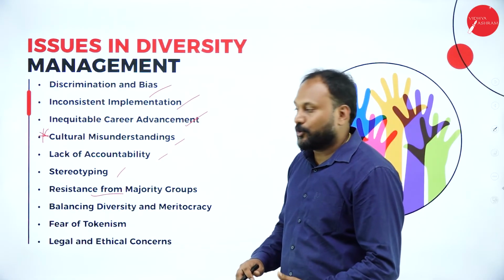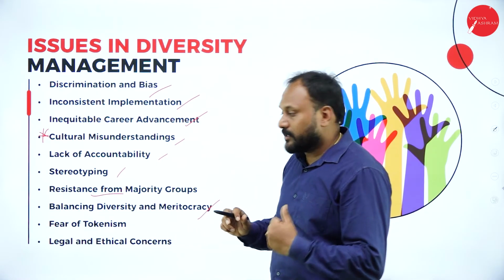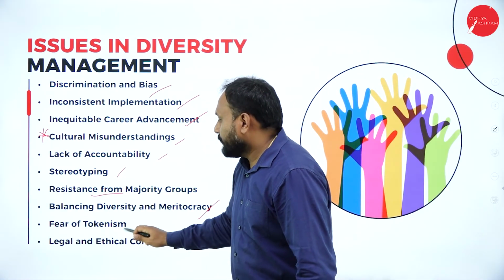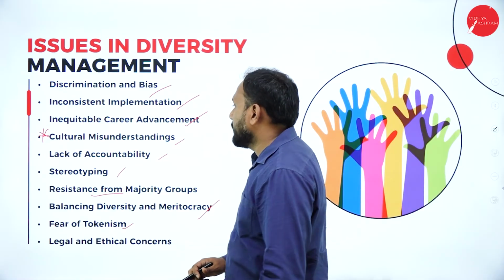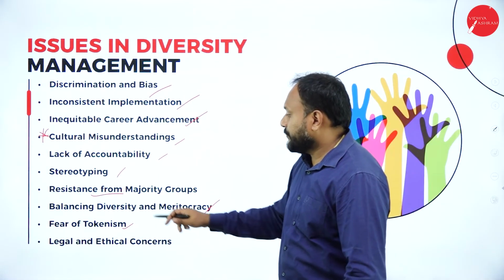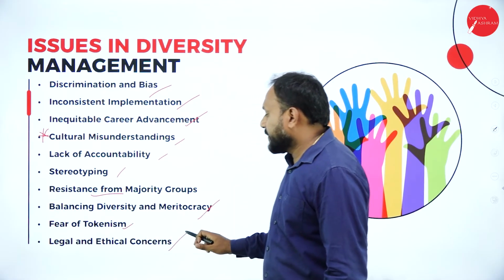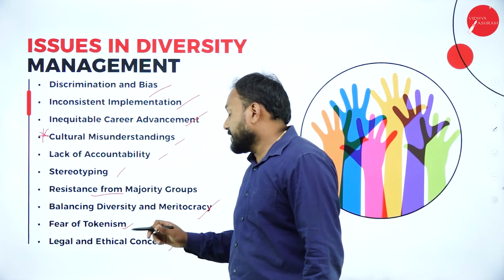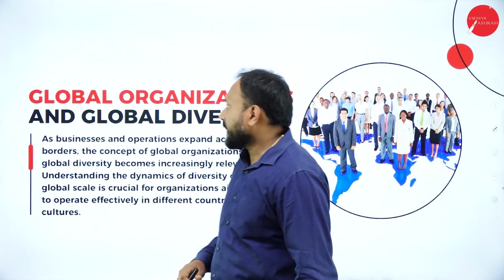Resistance from majority groups. Balancing diversity and meritocracy. Fear of tokenism. See, here I have told you exactly, right? Tokenism is the challenge. The same way, fear of tokenism will also be the issue. Legal and ethical constraints. So these are the concerns, these are the issues of it.